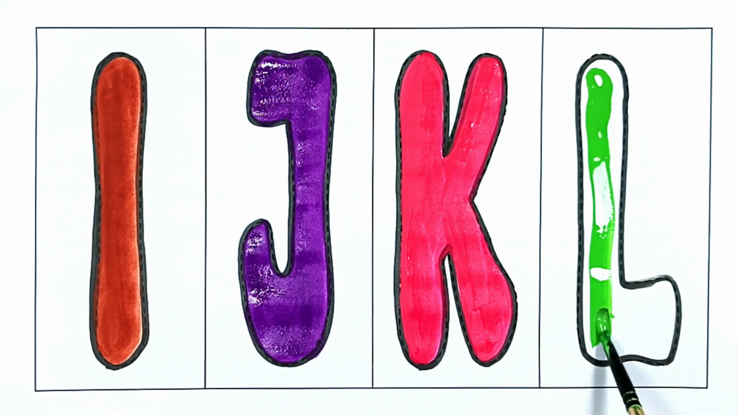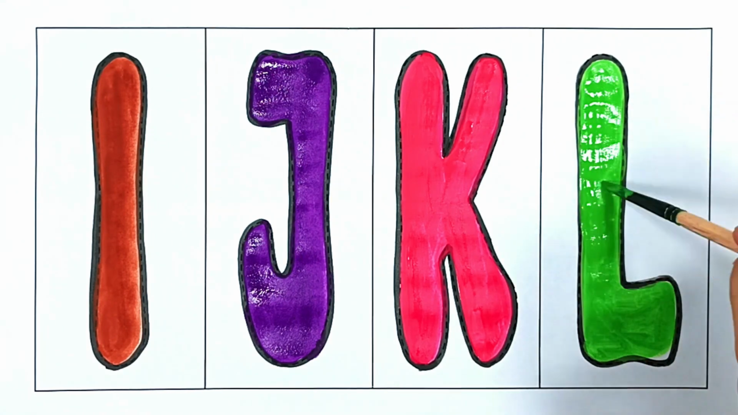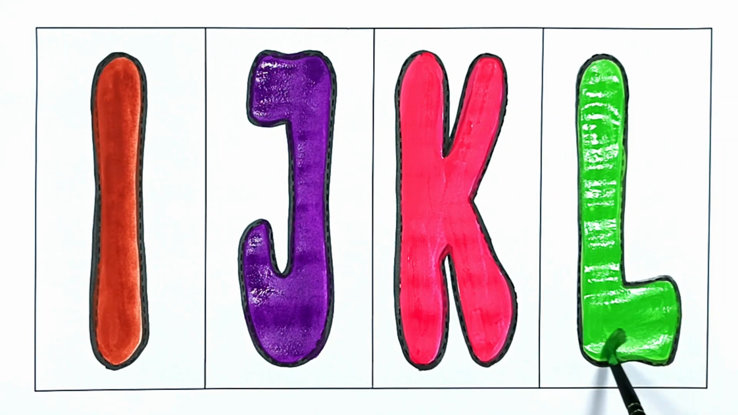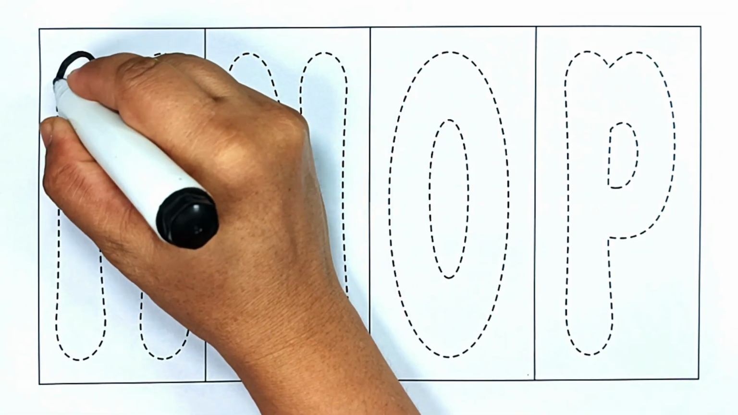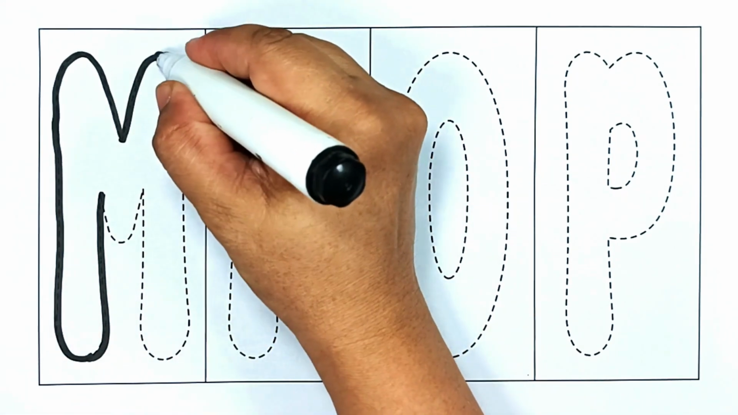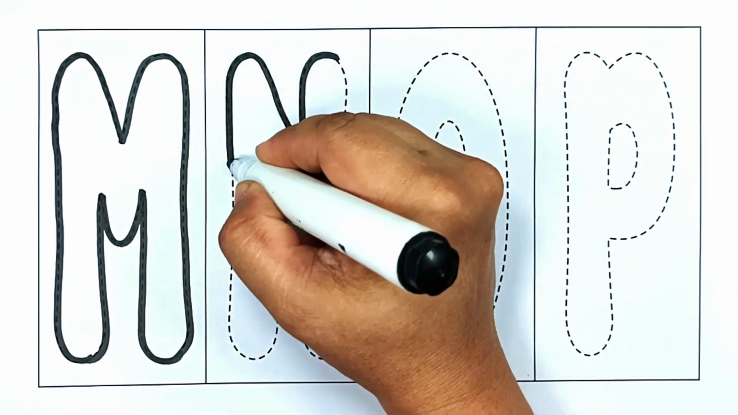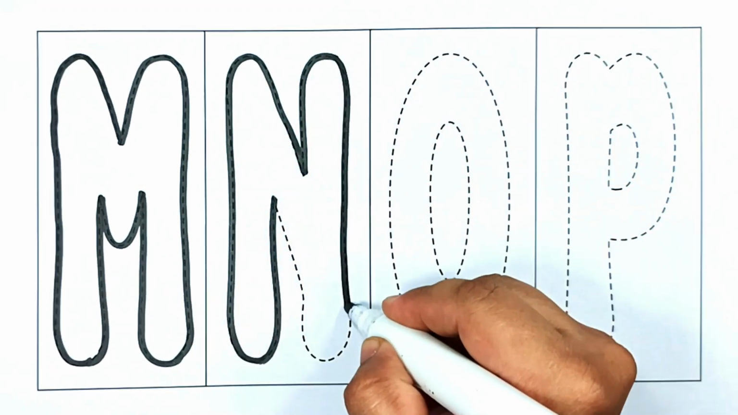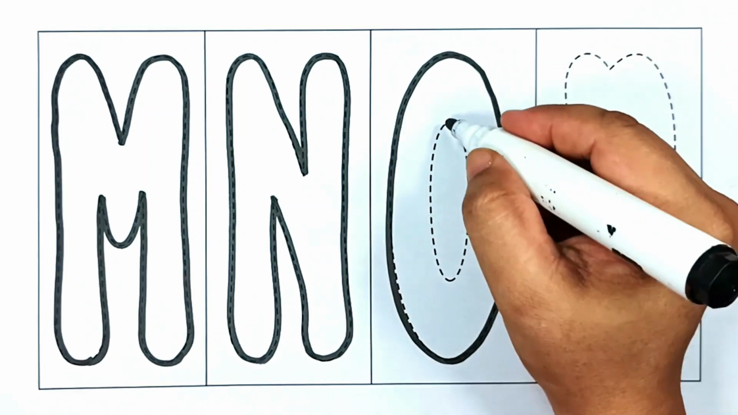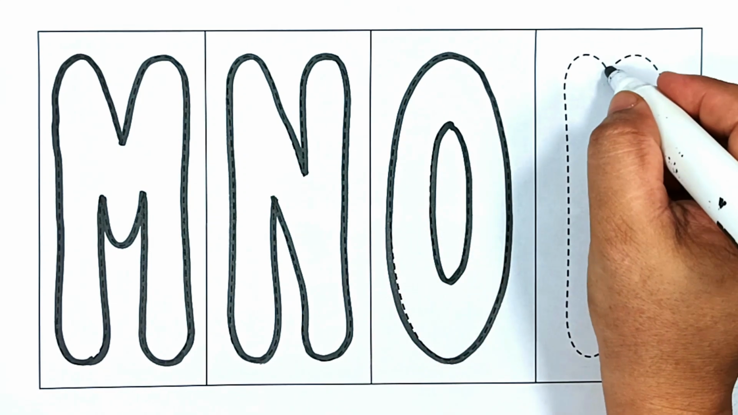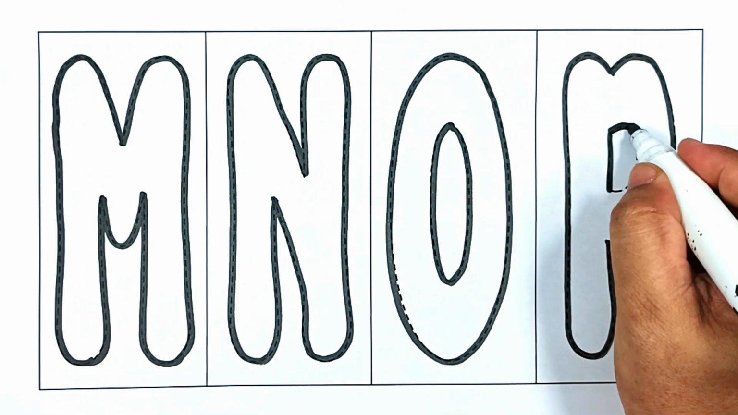K for kite. L for lamb. I, J, K, L. M. N. O. P.